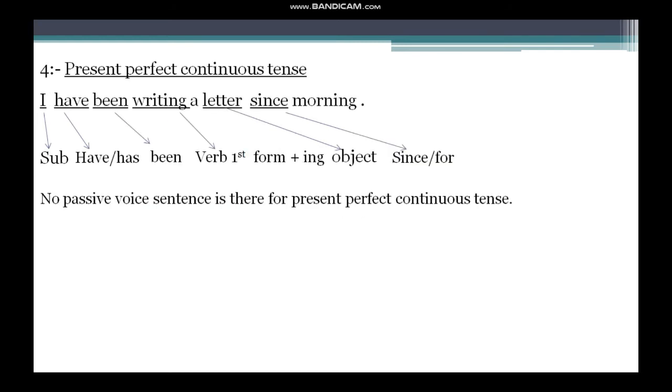But if the subject is a plural word, we will use have in place of has. Now see the fourth subpart of present tense, that is present perfect continuous tense. I want to mention here that a sentence given in present perfect continuous tense will not be changed into passive voice. The example is: I have been writing a letter since morning. It will remain in active voice. There will be no passive voice of this sentence.